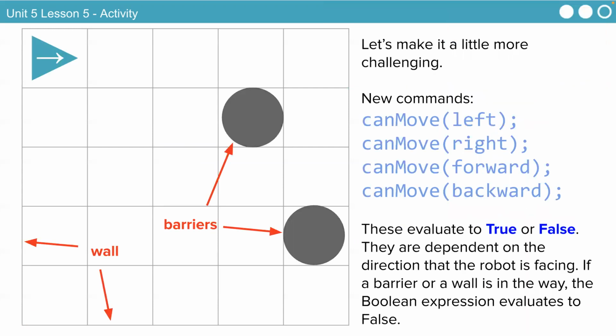Let's add, we're going to start in the top left corner facing the right, and we're going to add 2 barriers, just like you see in the picture. And we're going to add some new commands. Can move left. So if you can move left, then you're going to do something. If you can't move left, then you can't.